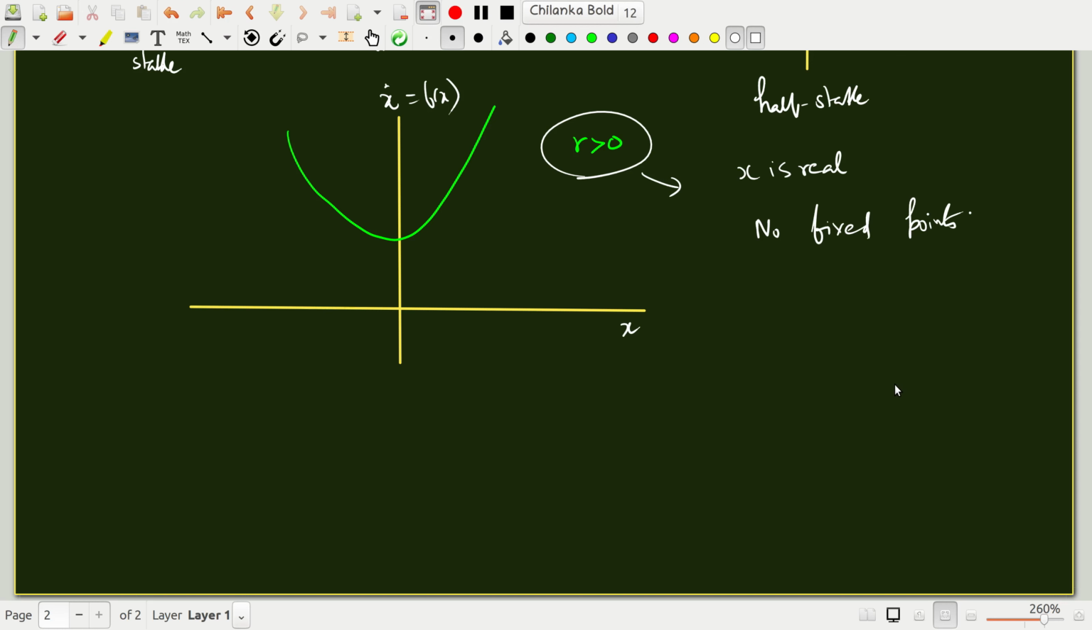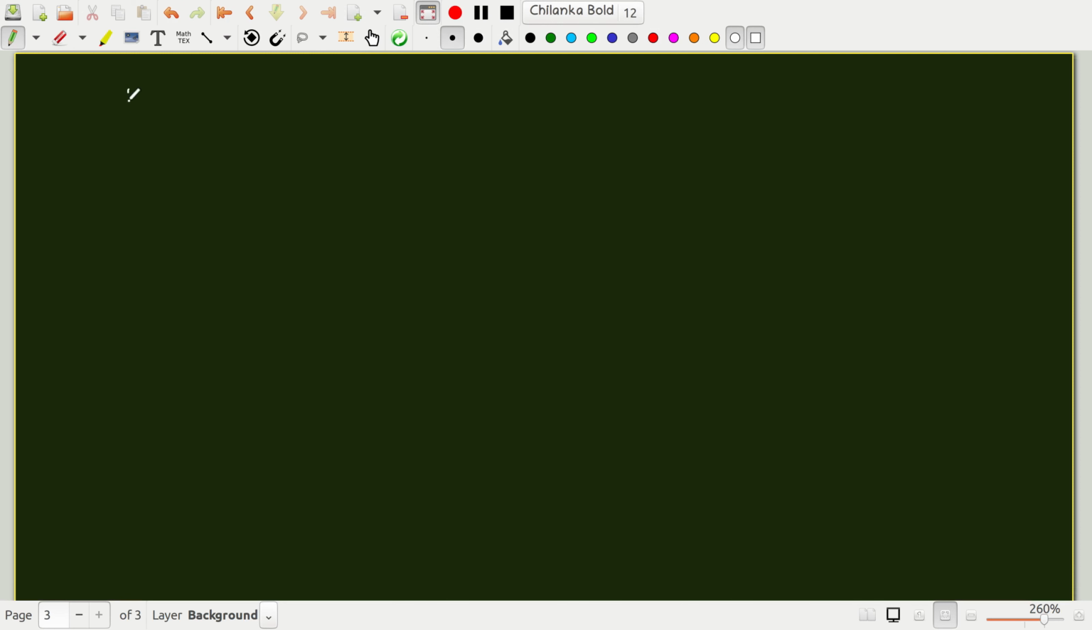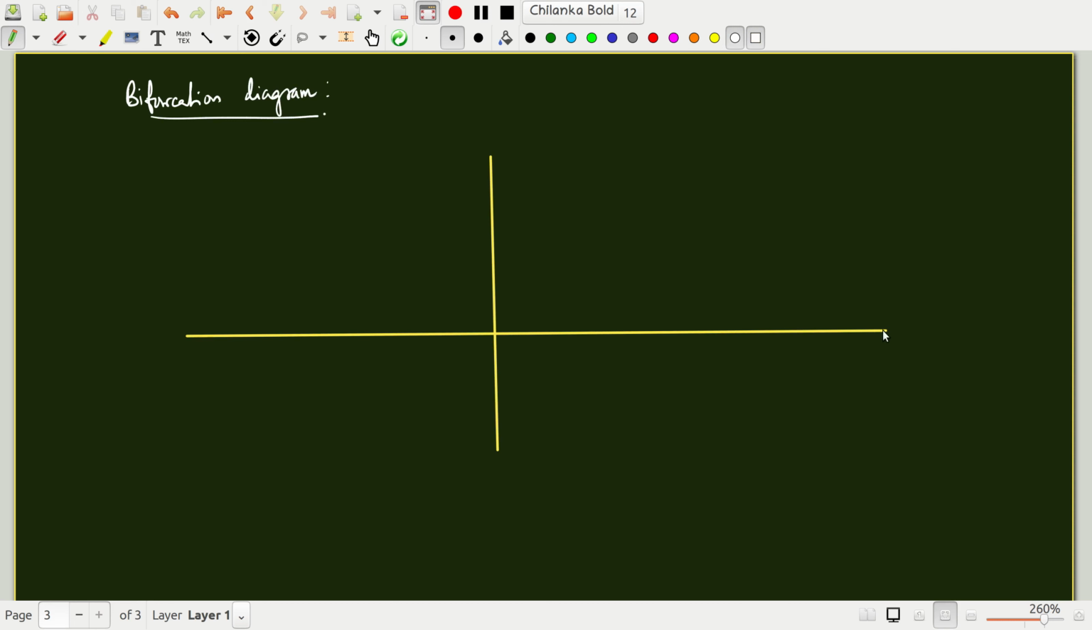Now we can summarize all this in a compact manner in what is known as a bifurcation diagram. I'll show this on the next page. What we'll do is plot the fixed point that we get, x, as a function of the bifurcation parameter r. This is r equal to 0, this is r greater than 0, this is r less than 0.